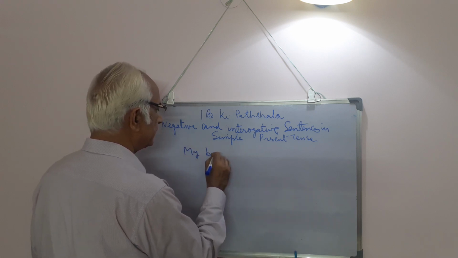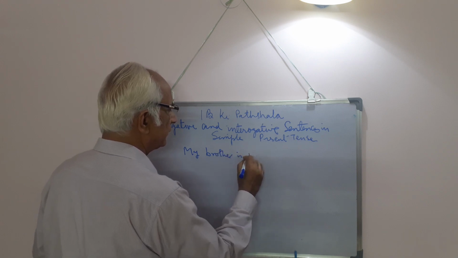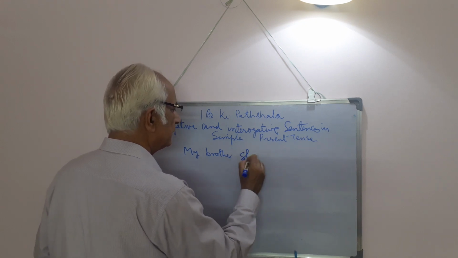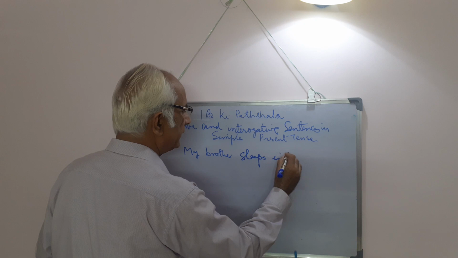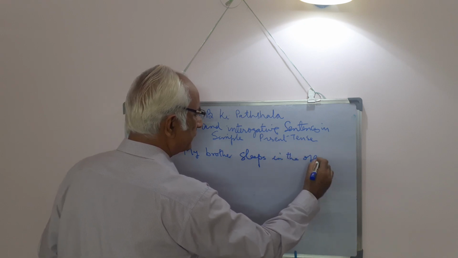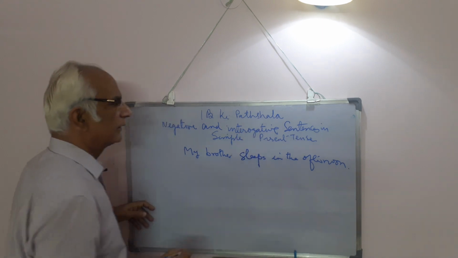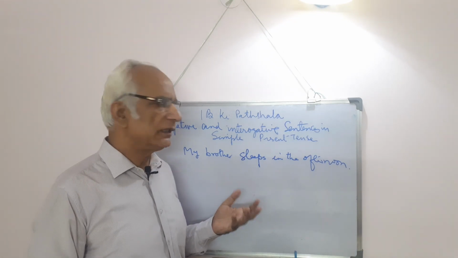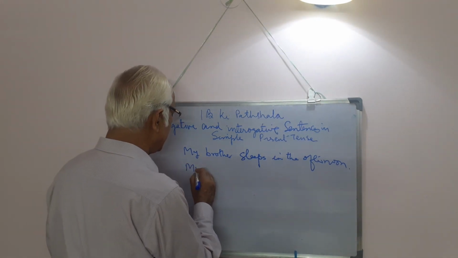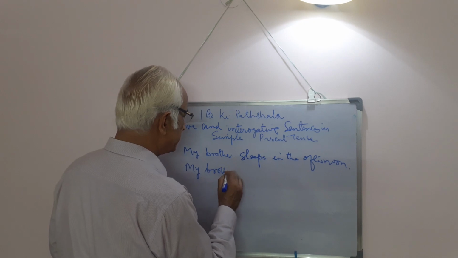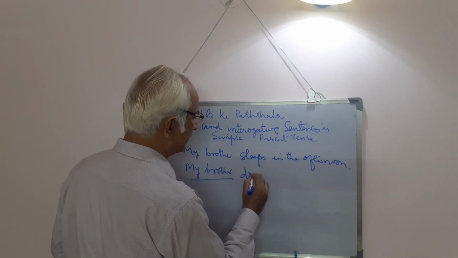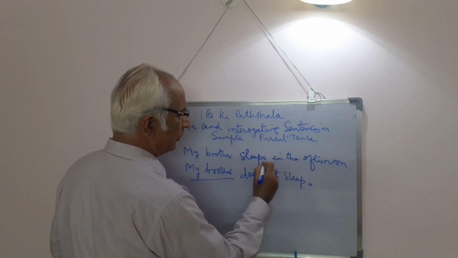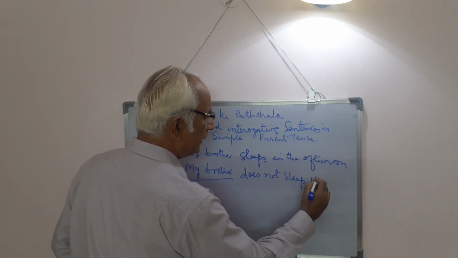My brother sleeps in the afternoon. So you are giving information that my brother normally sleeps in the afternoon. So how do we make it a negative sentence? This is the subject and it is third person. So we will add does, not, sleep. Now the S will not be added here. No S. In the afternoon.